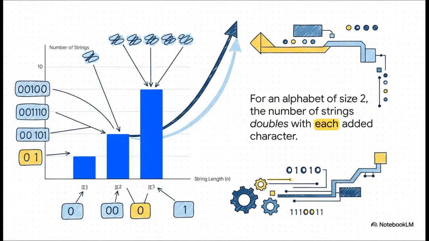And this chart really brings that formula to life. Just look at the bars. With our binary alphabet, an alphabet of size 2, we start with 2 strings of length 1. When we go to length 2, the number of possible strings doubles to 4. At length 3, it doubles again to 8. This explosive exponential growth is a fundamental concept in computer science, and you can see it happening right here.